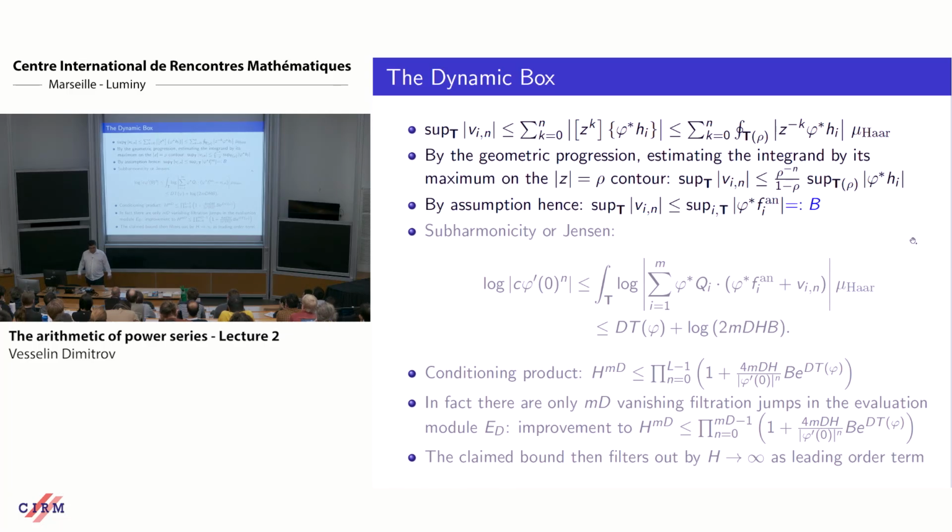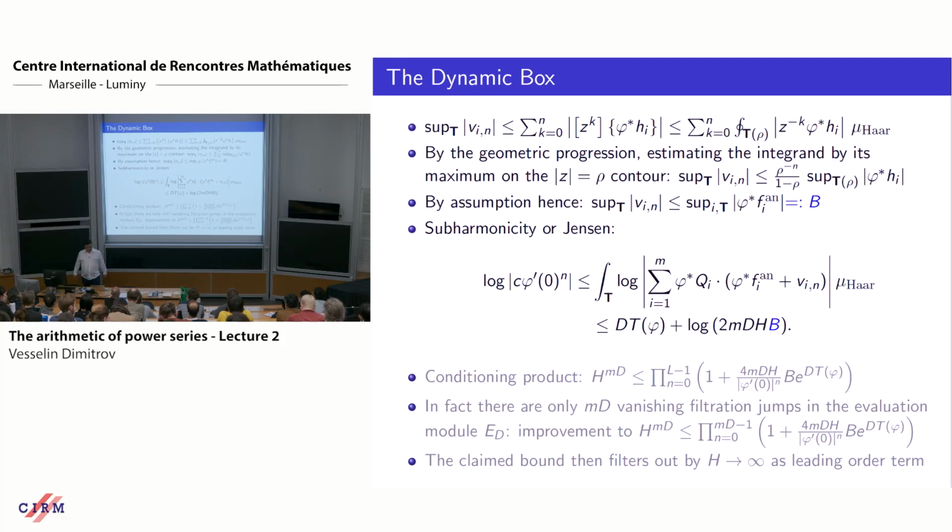And so the supremum of these truncated polynomials is at most b, at most this by assumption. So this was the condition in the statement of the theorem. And so now, for example, if we use Jensen's formula or just subharmonicity of the logarithm of holomorphic functions without zero in the disk, we get the following upper bound. That's the requisite upper bound for the leading order in degree n coefficient.